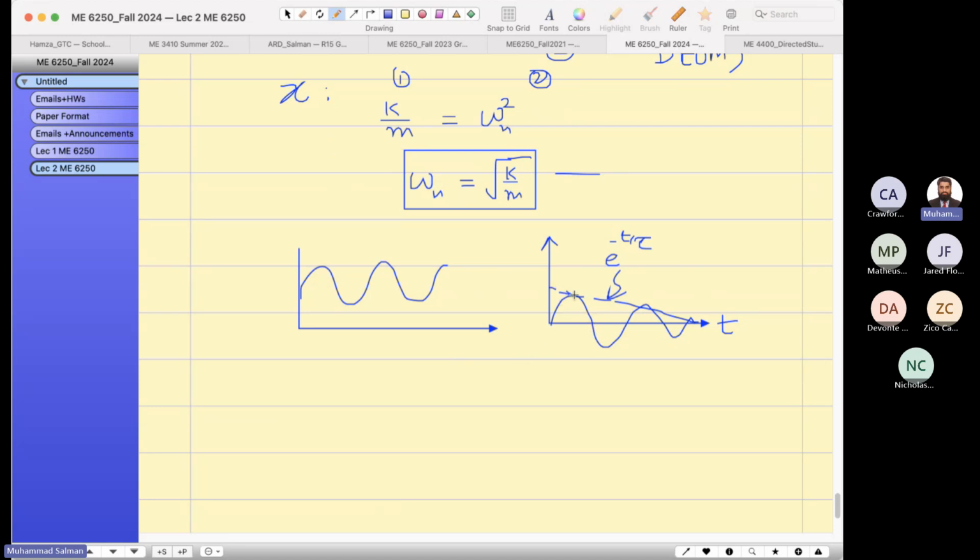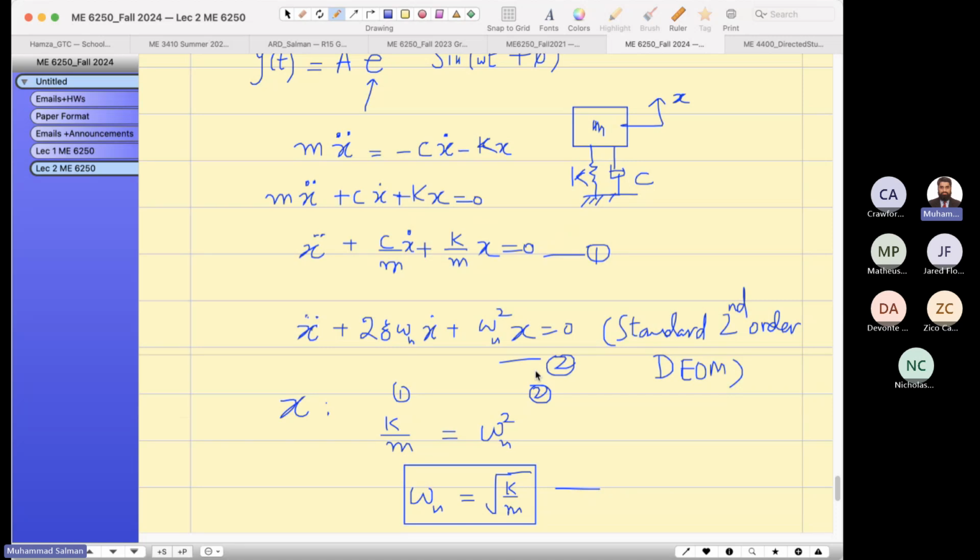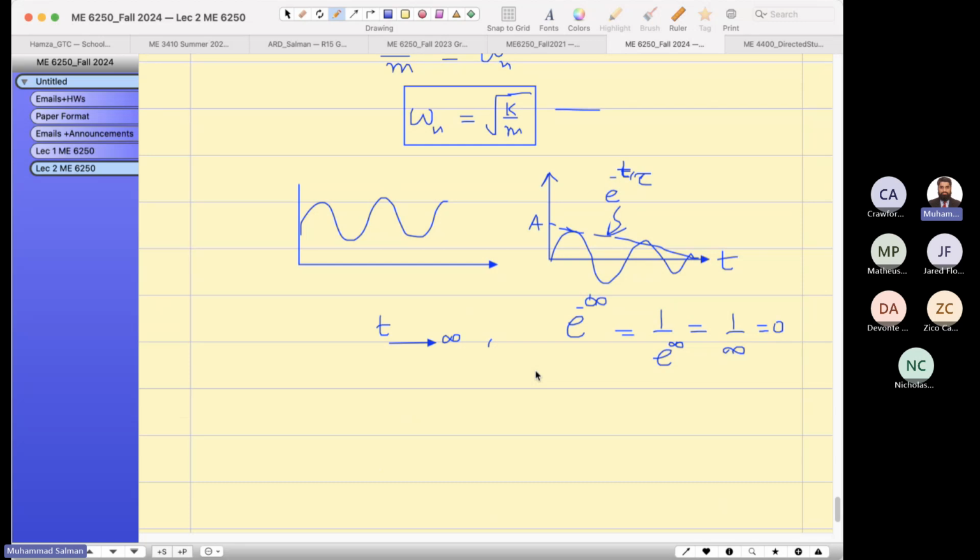So for example, it starts from here. So what is e to the infinity? That is equal to 1 over e to the infinity, which is 1 over infinity, it is equal to 0. So after time goes to infinity, the moving mass will come to rest. That's what the decaying exponential means.